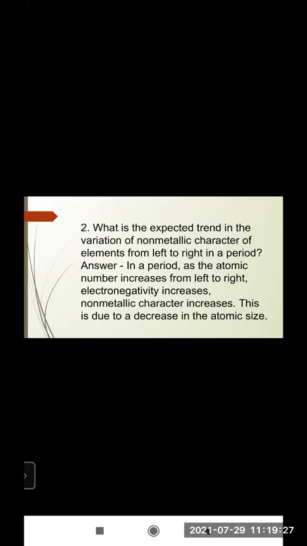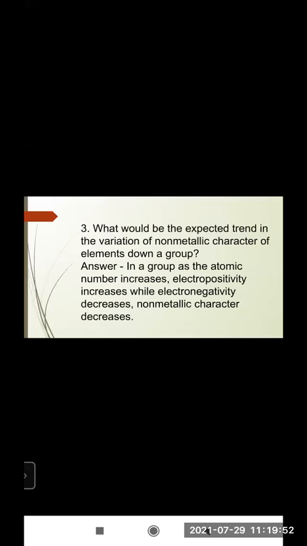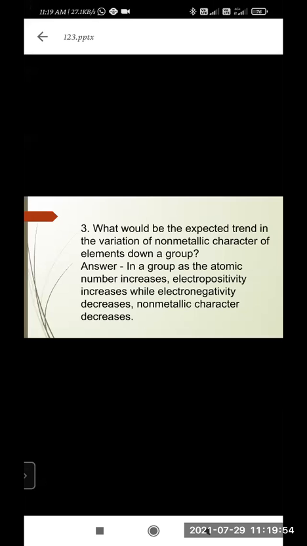So once again, I will repeat the answer for that. In a period, as the atomic number increases from left to right, electronegativity increases and non-metallic character also increases, and this is due to the decrease in the atomic size. And why does this happen? This happens because of the decrease in atomic size. Clear? Now question number 3.